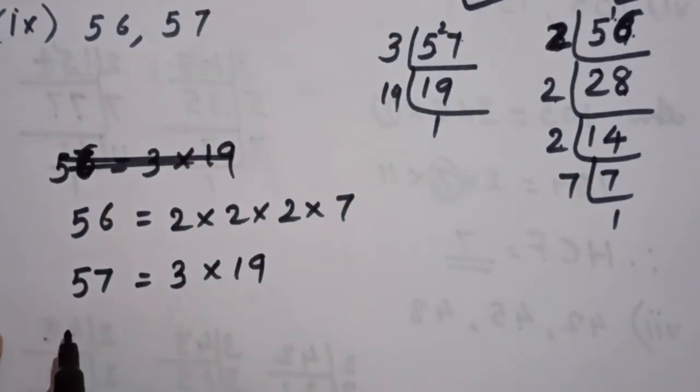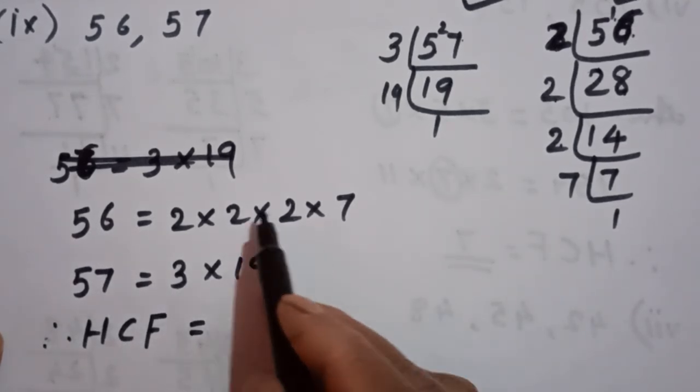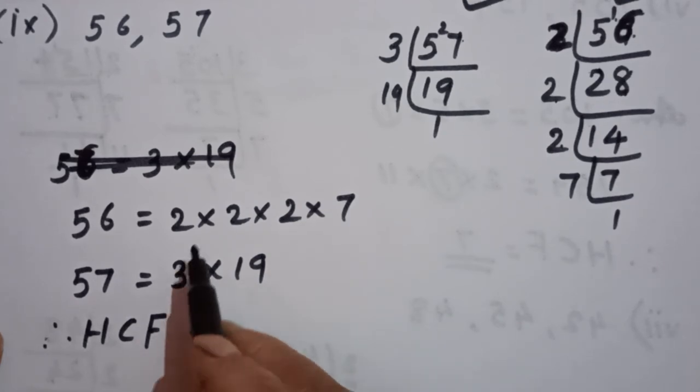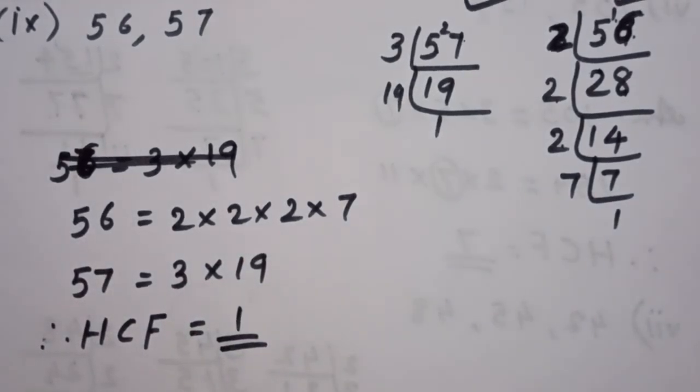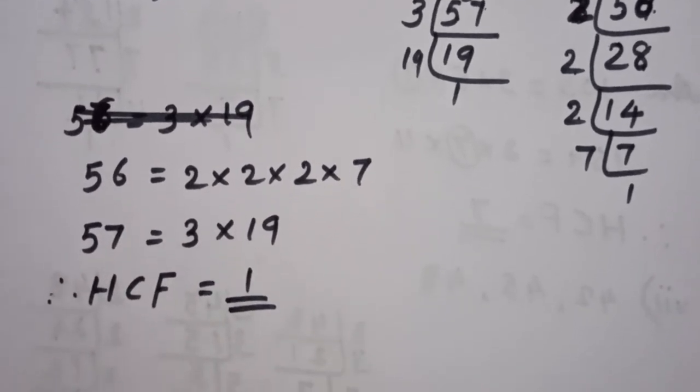Now, therefore, HCF. You must already have got this HCF, because they don't have any common factors. So the answer is only 1. HCF of 56 and 57 is 1.